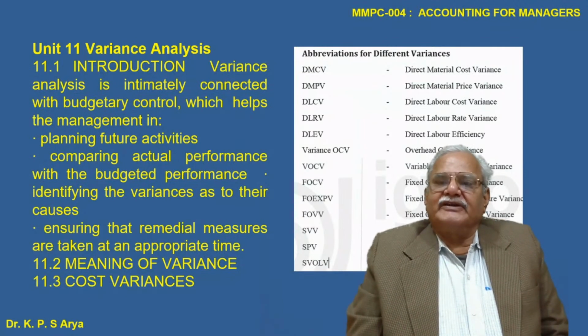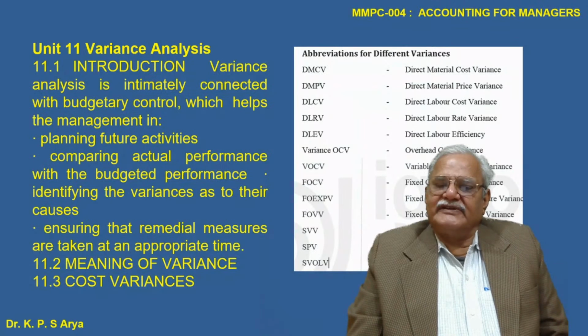Now, the abbreviations of different variances are: DMCV, direct material cost variance; DMPV, direct material price variance; DLCV, direct labor cost variance; DLRV, direct labor rate variance; DLEV, direct labor efficiency variance; OCV, overhead cost variance; VOCV, variable overheads cost variance; FOCV, fixed overhead cost variance; FOEXPV, fixed overhead expenditure variance; FOVV, fixed overhead volume variance; SV, sales variance; SPV, sales price variance; SVOLV, sales volume variance.